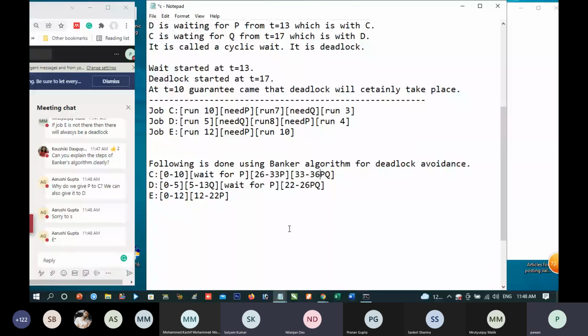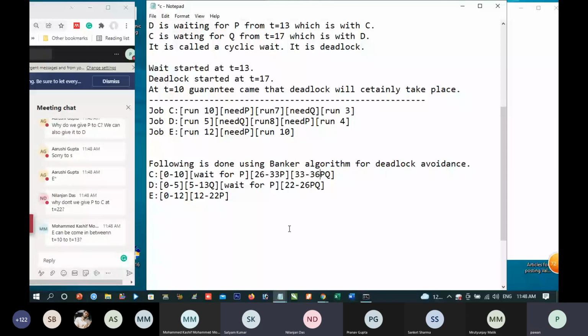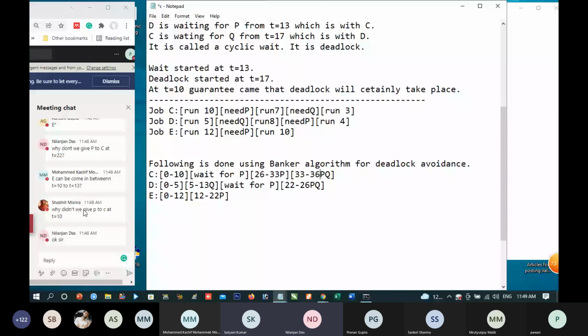You see, if we give P to C, Nilanjan, at time t equal to 22, in future deadlock will take place. Nilanjan, if at time t equal to 22 we would have given P to C, not to D, deadlock will take place in future. Kasif, it is not clear to me.